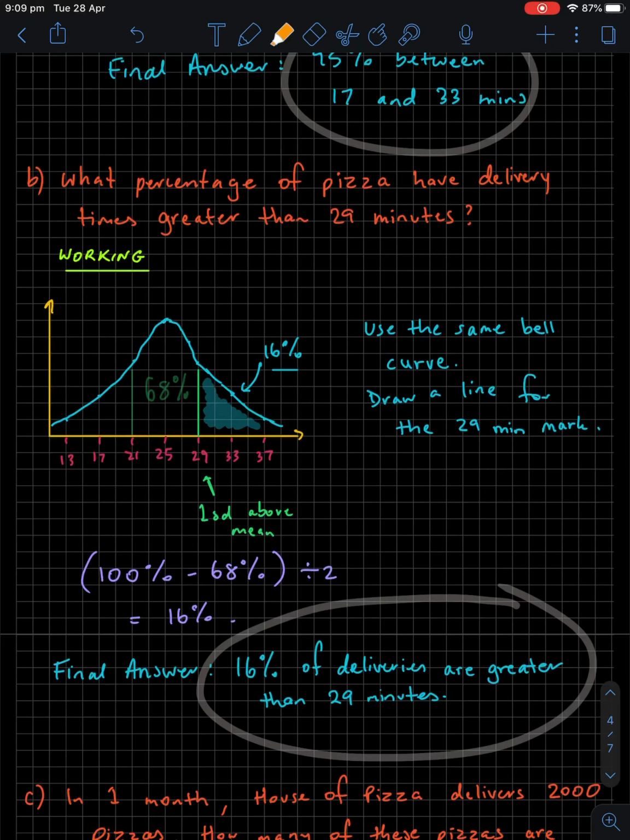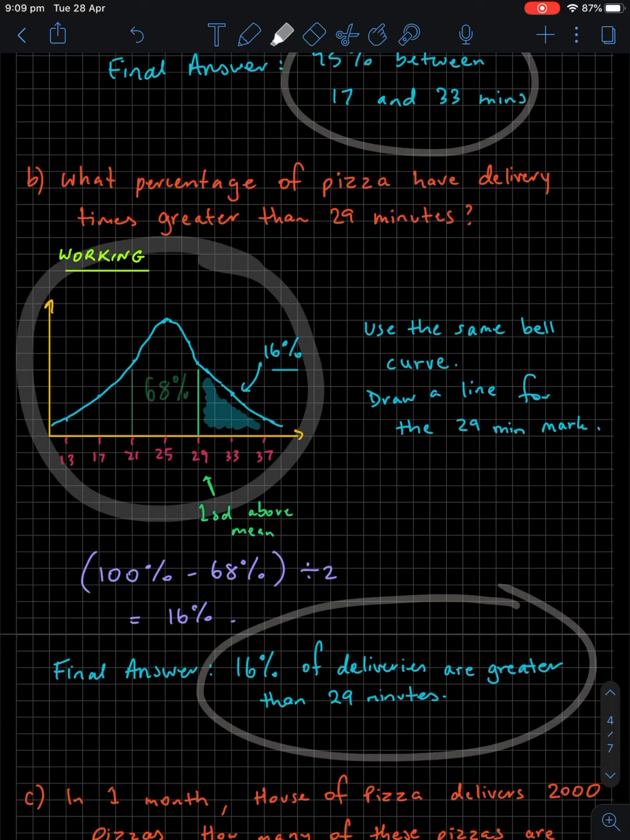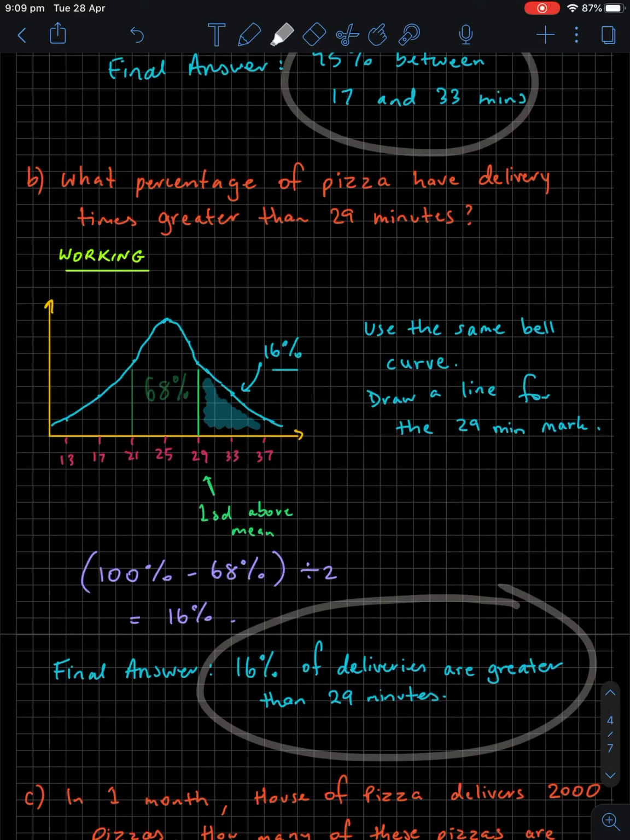What percentage of pizza deliveries have times greater than 29 minutes? So when we draw our graph, we want to figure out what percentage is going to be larger than 29. So pretty much this section here, what percentage is that? First thing to note is that 29 is just one standard deviation above the mean of 25. So when you're going just one standard deviation above, you're dealing with the 68% rule.